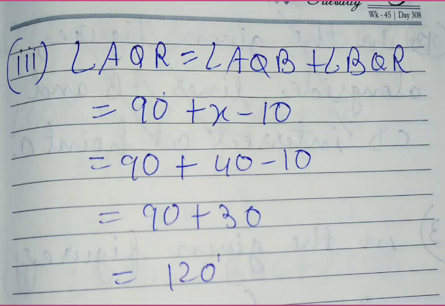Now subpart 3, angle AQR. AQR is equal to angle AQB plus BQR. And so AQB is what? 90 degree, and BQR is x minus 10. So 90 plus 40 minus 10 is equal to 90 plus 30 equal to 120 degree.